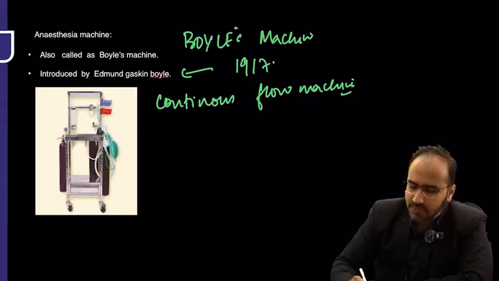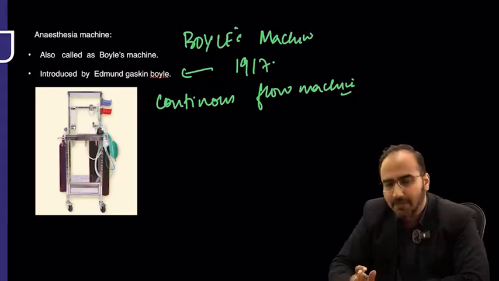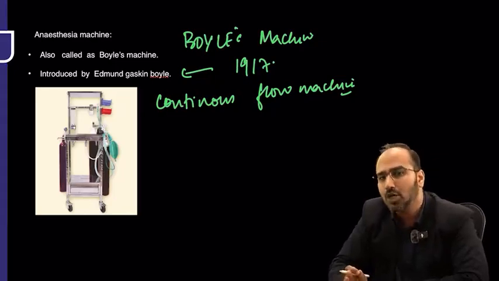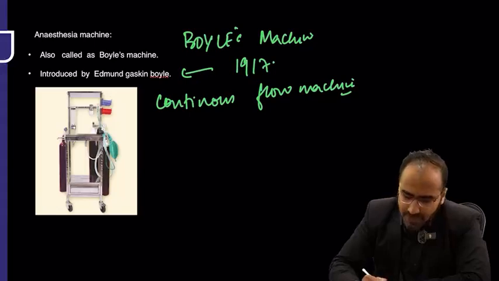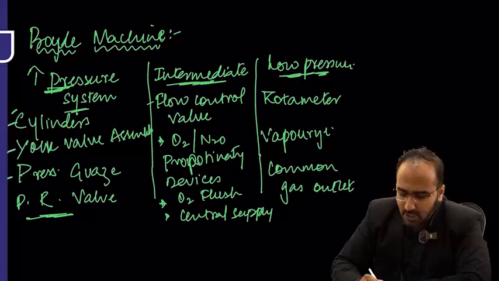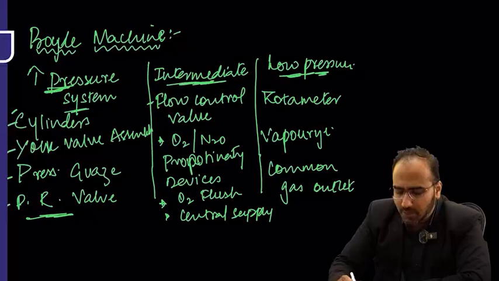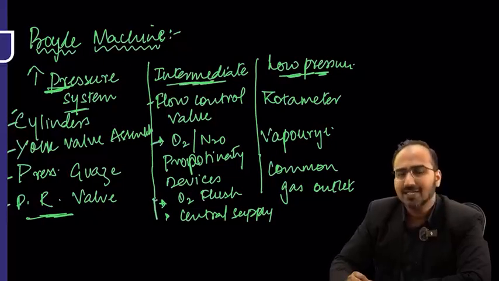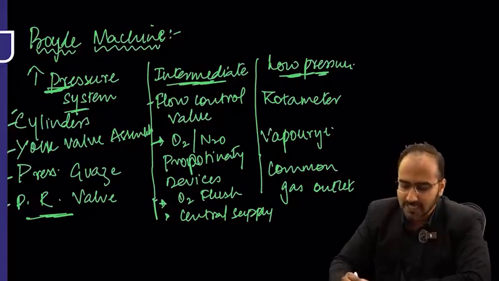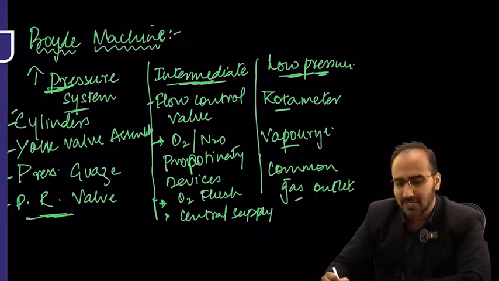Now we need to discuss some parts of the machine. In the parts of the machine, first remember machine is divided into systems, guys. It is the high pressure system, intermediate pressure system, and low pressure system. In the high pressure system, we are having cylinders, yoke valve assembly, pressure gauge, and pressure reducing valve. In intermediate pressure system, we are having flow control valve, oxygen nitrous proportionating devices, oxygen flush, and central supply of gases. Whereas in low pressure, you are having rotameter, vaporizer, and the breathing circuits, which are common gas outlet.